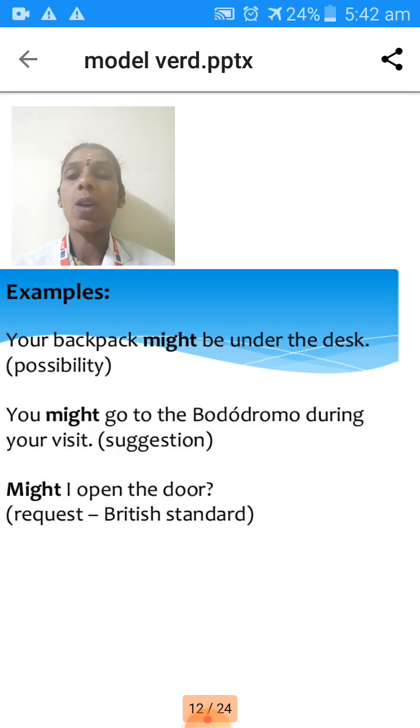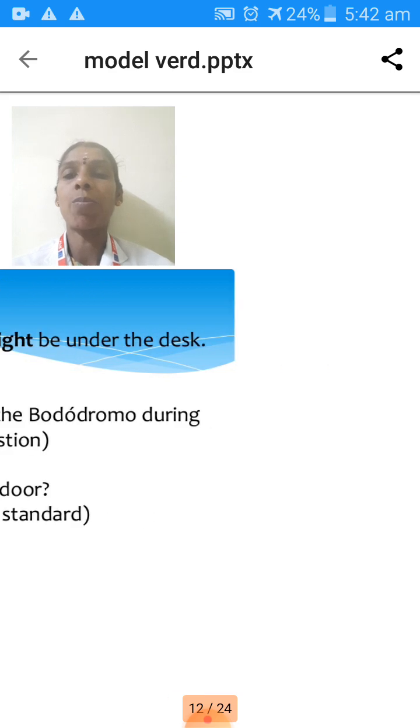Might I open the door? Requests. It is a British standard, and suggestions and possibility. These are the categories where we are using might.